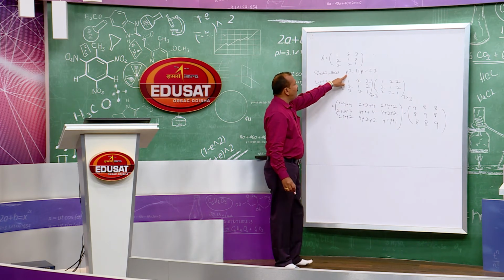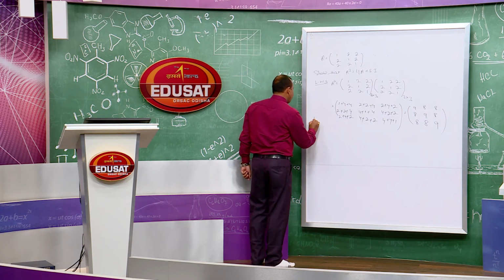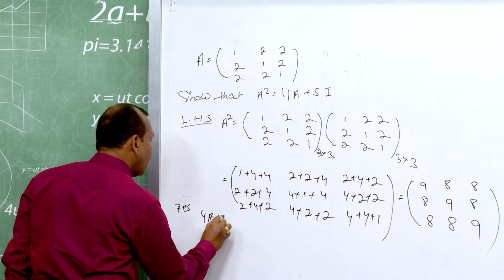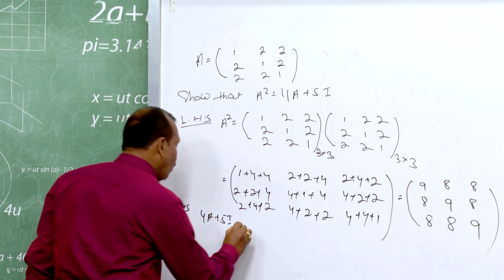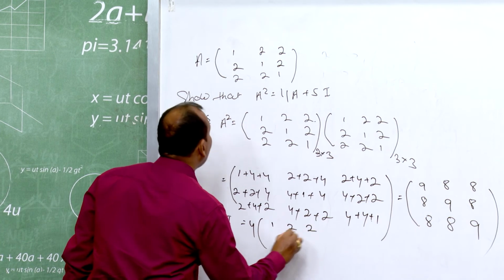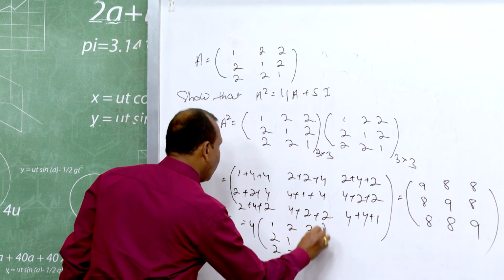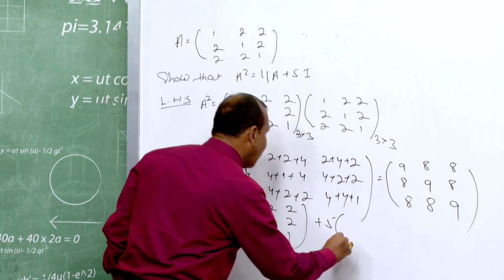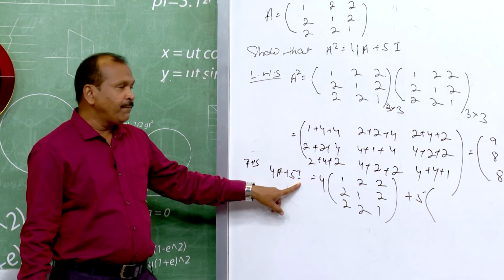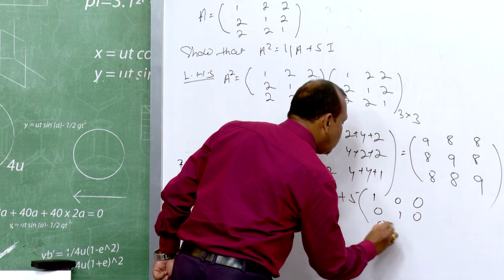This is the left hand side. Now, we have to find out the right hand side, RHS: 4A plus 5I. The A matrix becomes 1 2 2, 2 1 2, 2 2 1, plus 5I. Here I is the unit matrix having order 3, that becomes 1 0 0, 0 1 0, 0 0 1.